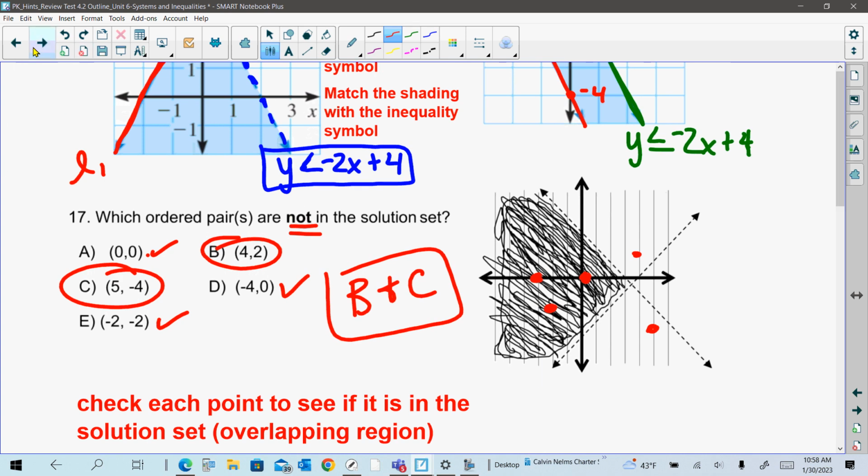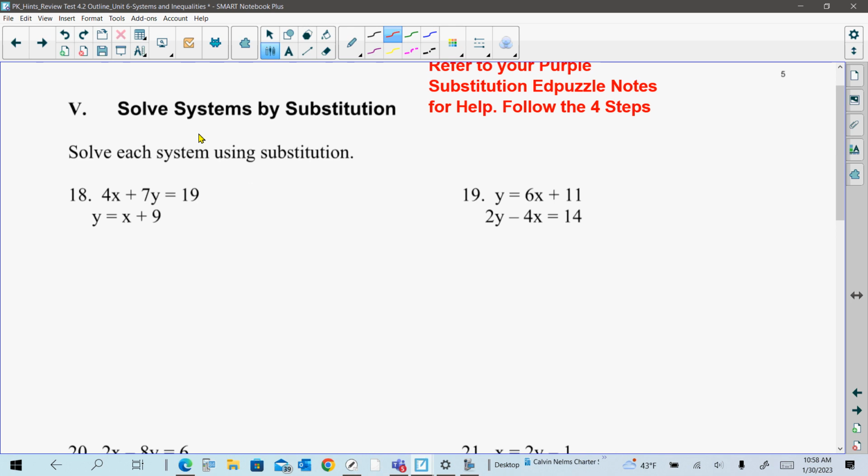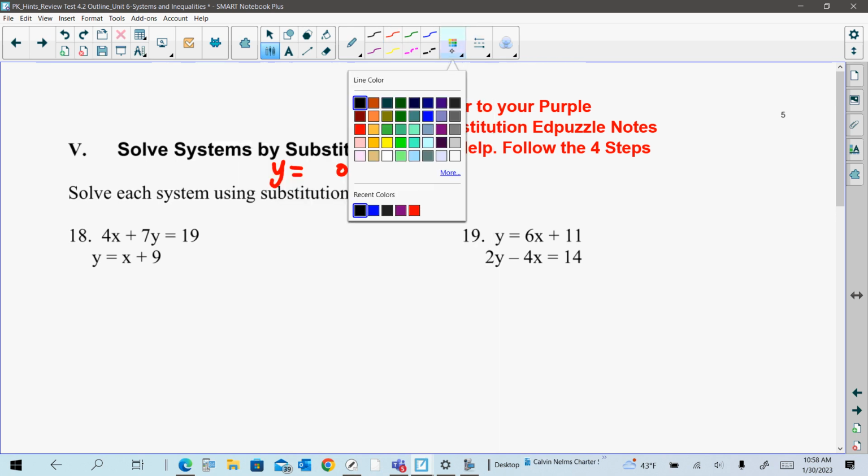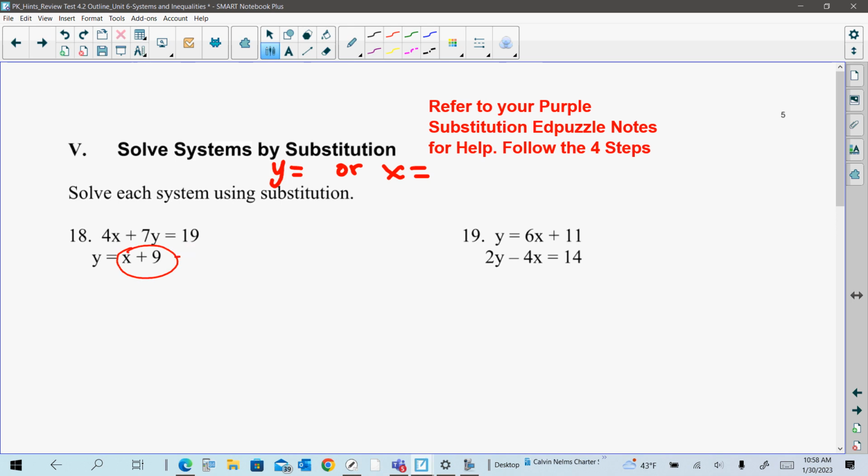On our next section, we're using substitution. So you can refer to your purple Edpuzzle notes to help you on that. Those are the steps. But we want to use substitution whenever we have a y equals or if we have an x equals. Okay, right off the bat, I have a y equals x plus 9. So now I'm going to substitute that inside of the first equation. When I check your work, guys, I'm going to check that you actually have parentheses showing substitution. So it should be 4x plus 7 parentheses x plus 9 equals 19.